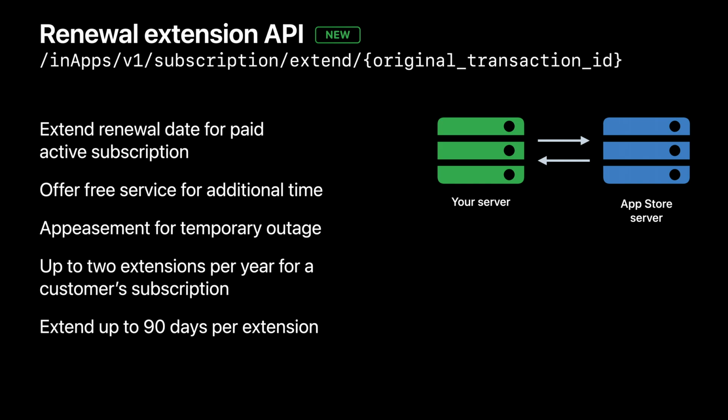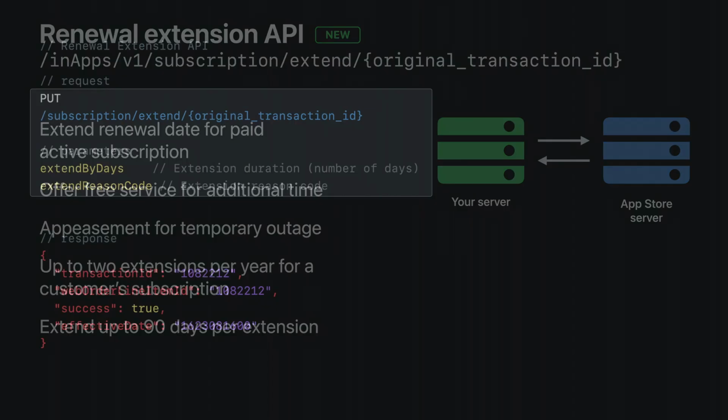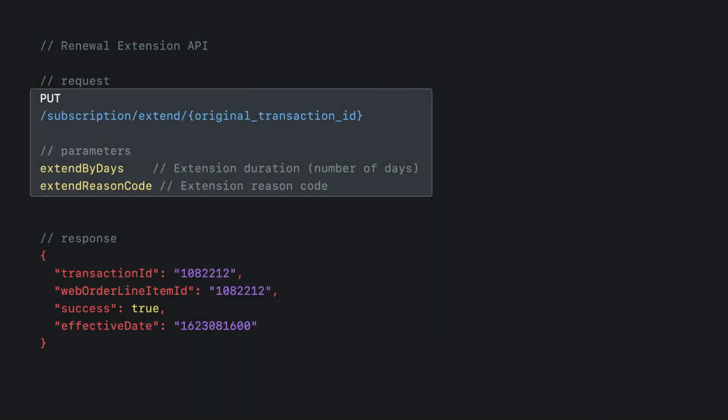Note that the extension period does not count towards the 1 year of paid service needed to receive an 85% proceeds rate. Now let's see how you can implement this API on your server. The request for this API requires an original transaction ID for the customer's subscription, the extension duration in days, and a reason code for the extension.